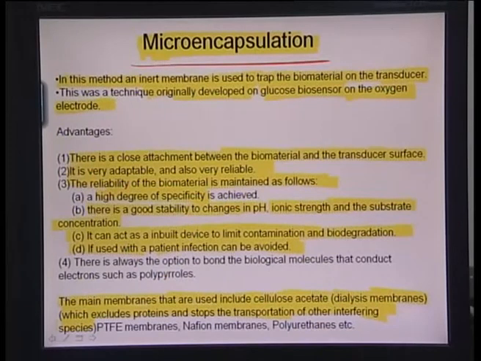Then you have other structures like PTFE, polytetrafluoroethylene membranes. Nafion is a very good material, as is polyurethane, which can be used successfully for microencapsulating the biological moieties.